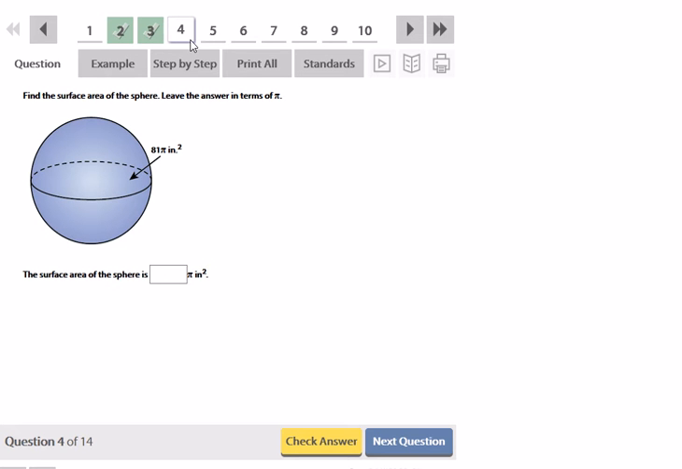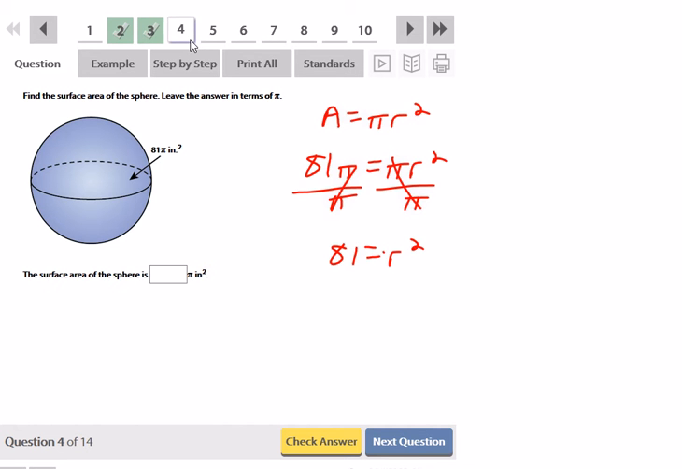Okay, so here they want the surface area of the sphere, but they give us the area of the great circle. Again, we need the radius. The way that we turn area into a radius is by using the formula for the area of a circle, but plugging in the 81 pi where the area goes. So I would first divide by pi to get rid of the pi's, and if 81 is equal to the radius squared, that means I have a radius of 9.